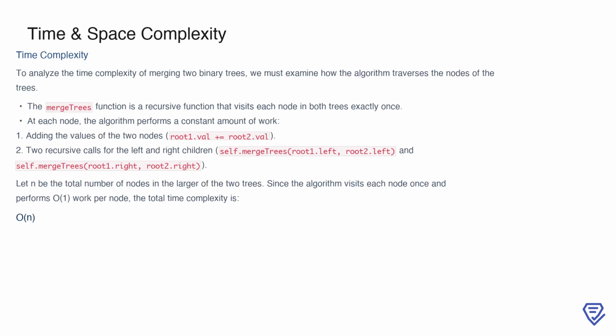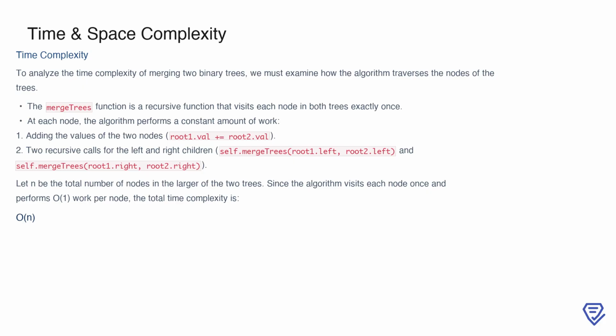To understand the time complexity of merging two binary trees, we start by analyzing how the algorithm processes the nodes. The merge trees function operates recursively, visiting each node in both trees exactly once. At each node, it performs a fixed amount of work. Specifically, it adds the values of the two nodes together and makes recursive calls to process the left and right children. Let's denote the total number of nodes in the larger of the two trees as n.